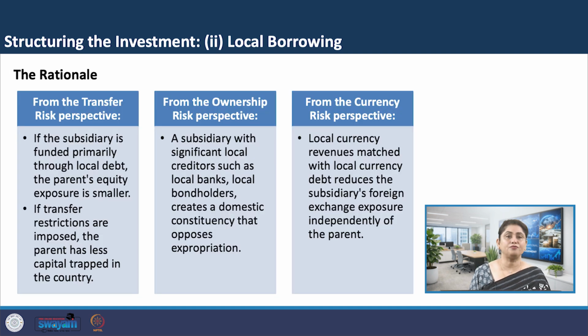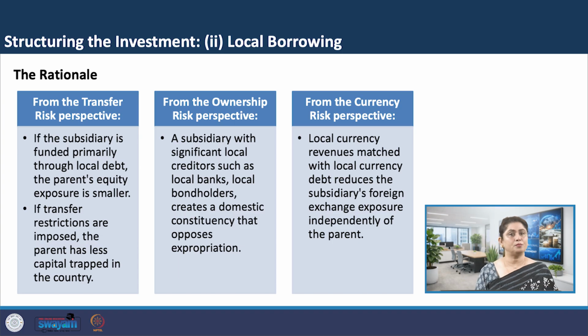The rationale for local borrowing as a country risk management tool operates on multiple levels simultaneously. From the transfer risk perspective, if the subsidiary is funded primarily through local debt, the parent's equity exposure, that is the capital it has at risk in the host country, is smaller. If transfer restrictions are suddenly imposed, there is less parent capital trapped in the country.